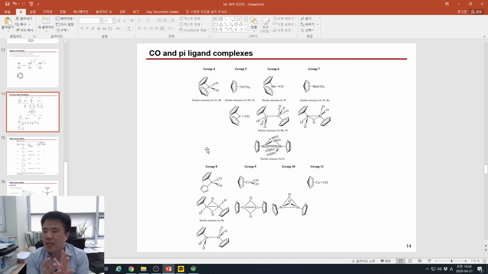The similarity between CO and pi ligands is that they can act as a sigma donor as well as a pi acceptor. So they can make a strong interaction with the transition metal. That's a very important thing. Many transition metals have CO and Cp, so there are many examples having CO ligands and pi ligands.